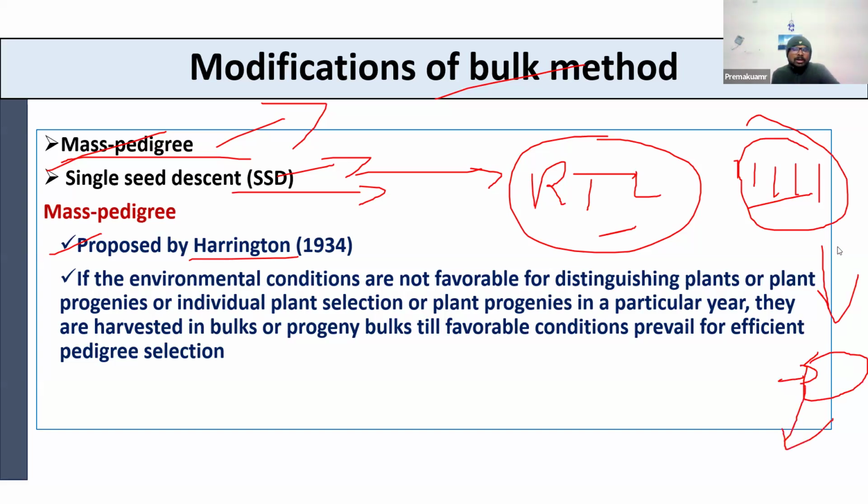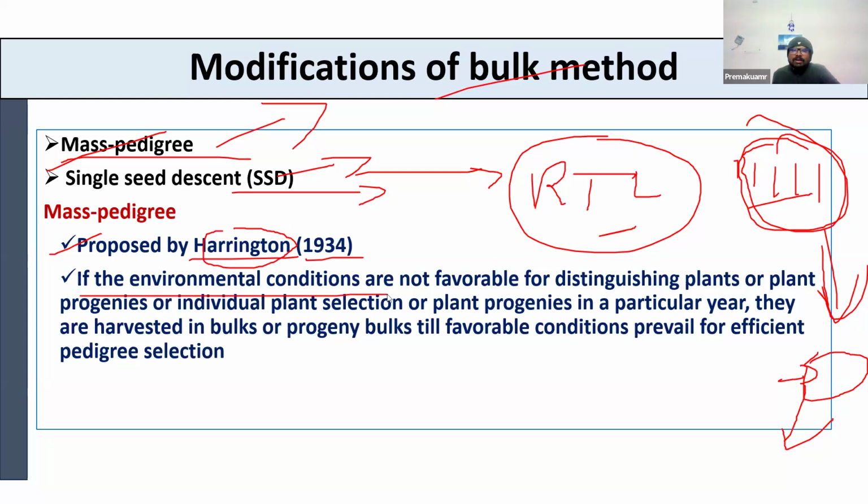Instead of going for plant to progeny selection without a selection environment, just go for the bulk breeding method until you get a favorable environment where you can exert selection in a better way. After getting a better environment, you start your pedigree selection. So it is a clubbing of both the pedigree and the bulk breeding methods to attain a better selection environment, to get better individuals and do better screening. That's mass pedigree. It was proposed by Harrington in 1934. Understood what is mass pedigree?